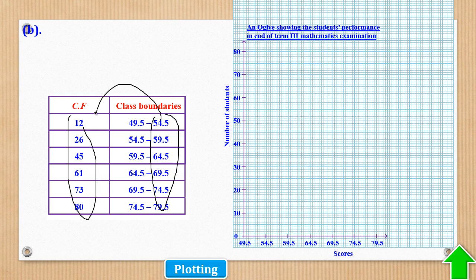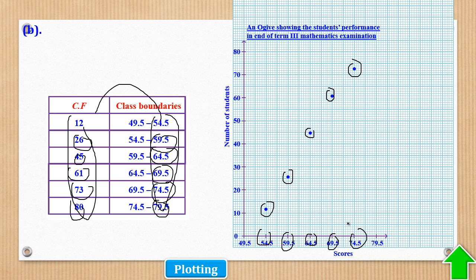So 54.5 corresponds with 12. So 54.5 is here. It should correspond with 12. 59.5 will correspond to 26. 64.5 corresponds to 45. 69.5 corresponds to 63. 74.5 corresponds to 73. And lastly, 79.5 corresponds to 80.